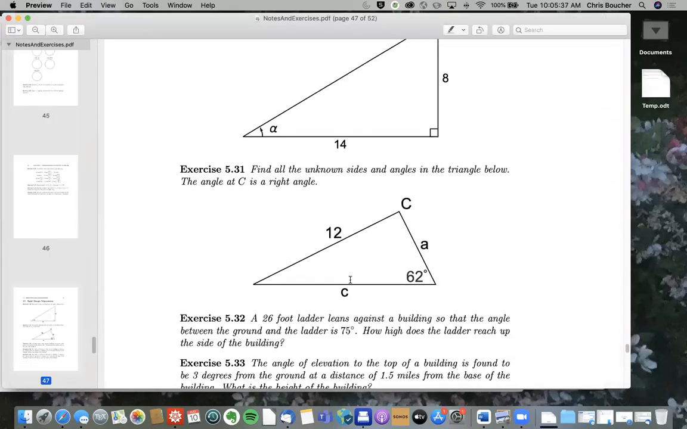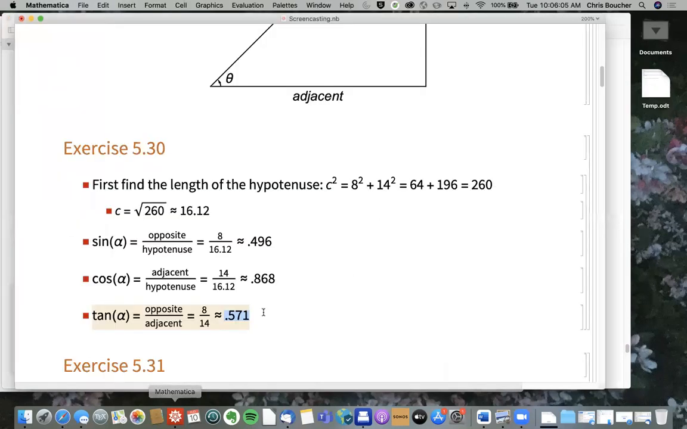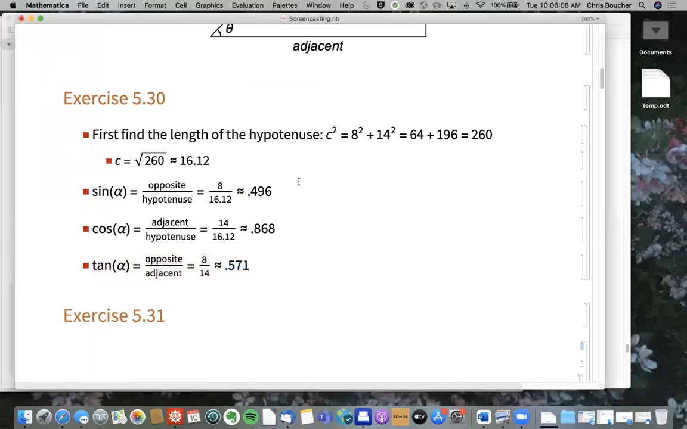So here I have another triangle, and a couple of the features of the triangle are labeled. This side in the upper left is 12. I have a 62-degree angle down here, and you can see in the problem it says the angle at C is a right angle. So that's the angle at the top of the triangle. Well, notice that if I know that that's a 90-degree angle, and this one down here is a 62-degree angle, then I can figure out the other angle because they have to add up to 180 degrees. And that may be the easiest thing to do first. So let's do that first.